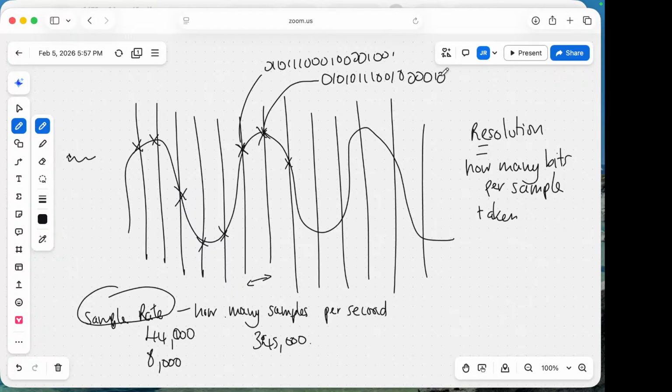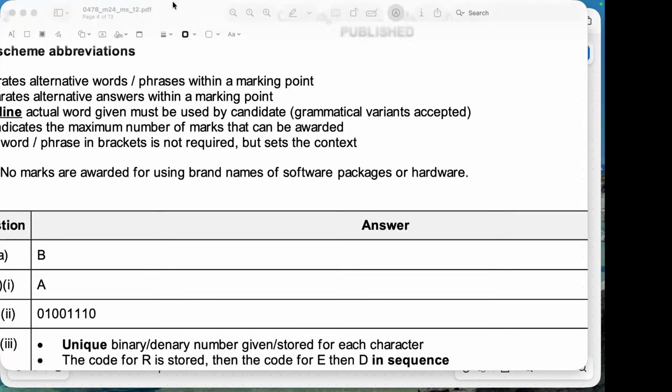So if we double our resolution, that's going to be a better quality because it's converting that amplitude to a much better accuracy. So that's what they're getting at in this question, and that's what they do tend to ask about for sound. So what was the question again?